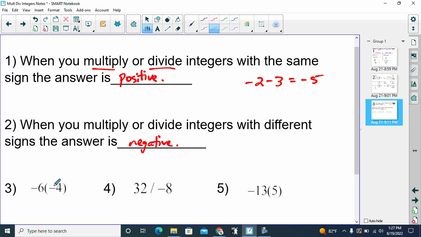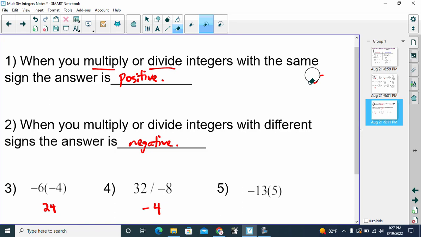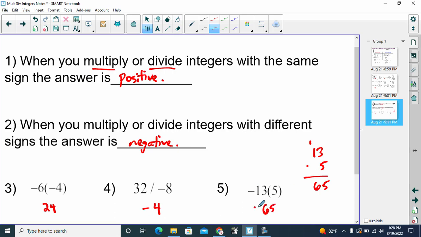Number 3, negative 6 times negative 4. Negative times negative is positive. 6 times 4 is 24. 32 divided by negative 8. 32 divided by 8 is 4. Positive divided by negative should be negative 4. And number 5, negative 13 times 5. So 13 times 5. 5 times 3 is 15. 5 times 1 is 5 plus 1 is 6. Negative times positive is negative 65.